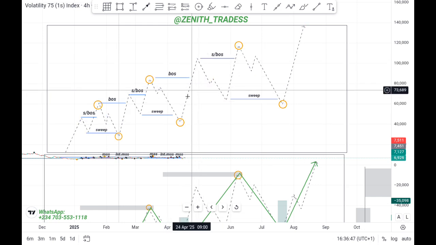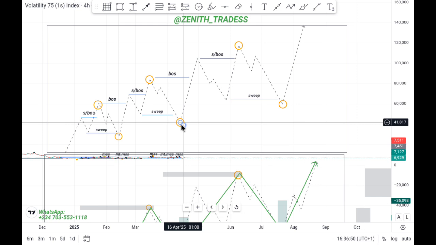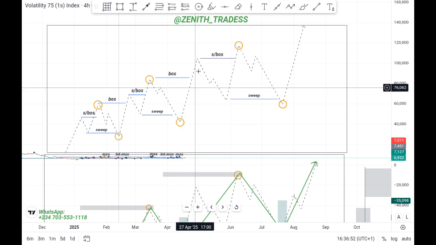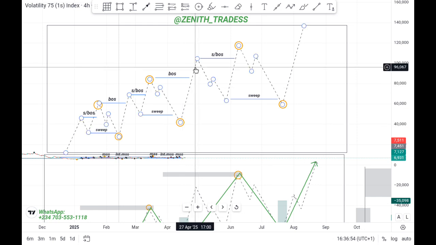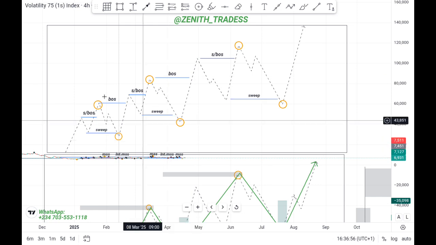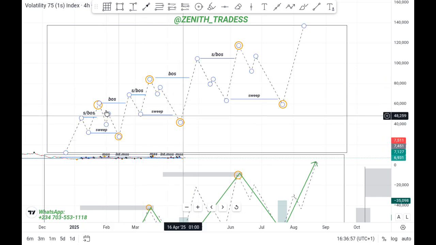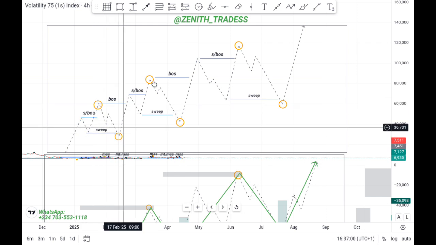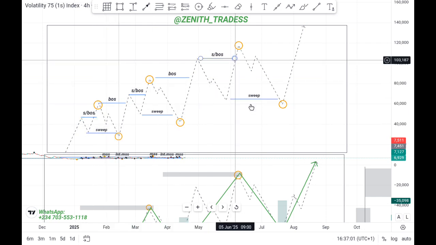If it created a valid pullback with an FVG, price objectives, we will also come to know about price objective, but let's know how to mark strong highs and lows first. So this is a major high and low, you know how their formation looks like.